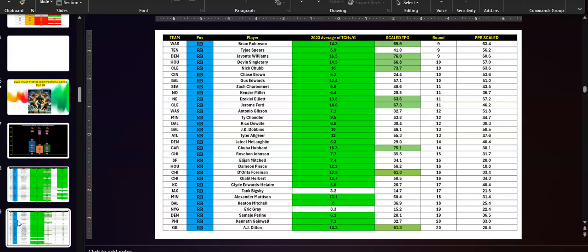Round 9 to 20 here. If you look at scales, Spears relative to Singletary, Williams, and Brian Robinson. Okay, something interesting. Chuba Hubbard at 75 in round 14. Interesting. Foreman 61. Dillon at 61, round 20. Is he really that bad? Round 20. Could be a gift for you. Okay.